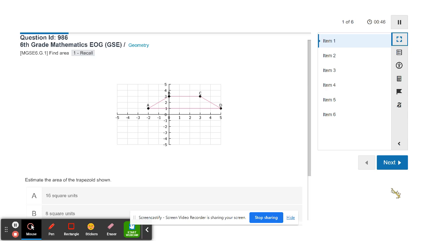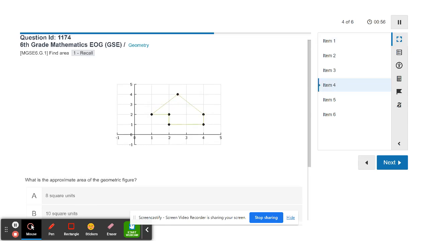Now, numbers 1, 2, and 3 were on the warm up from yesterday. So we're going to skip those because I made an accident in making this. So we're going to go ahead and skip to item number 4. And it's asking us to find the approximate area of this geometric figure.